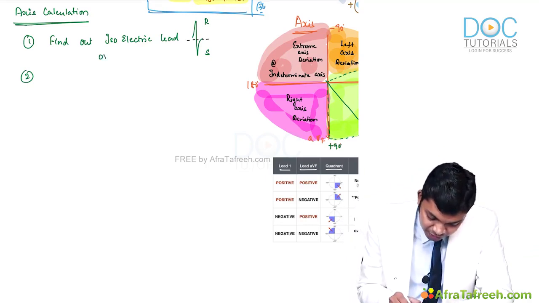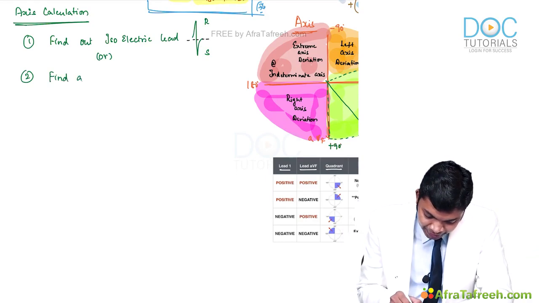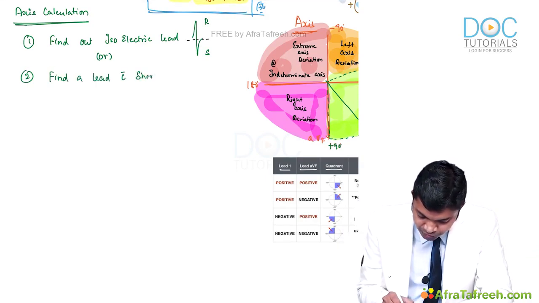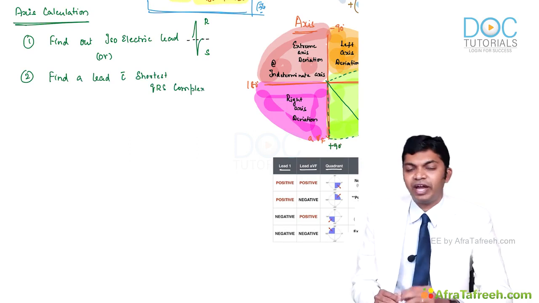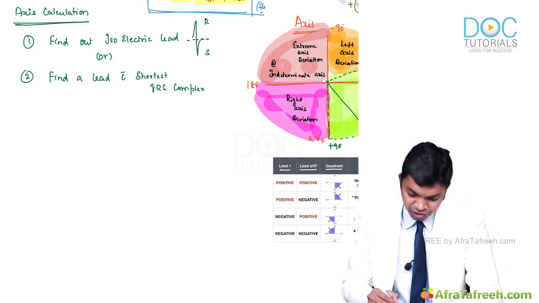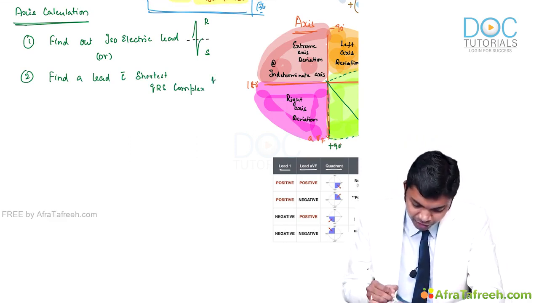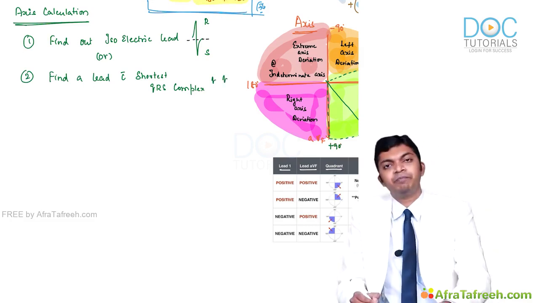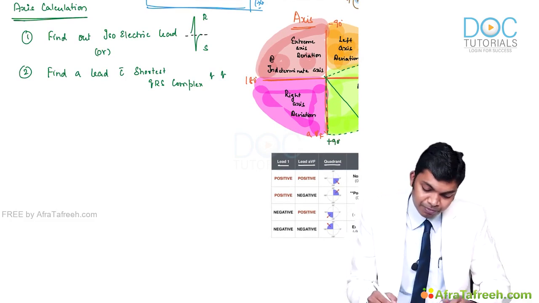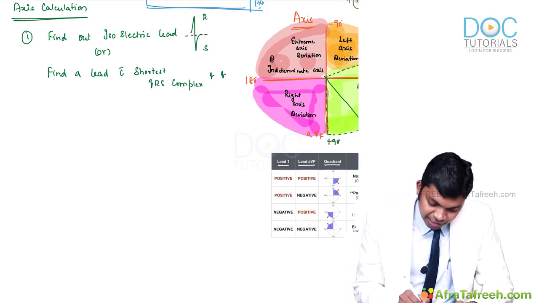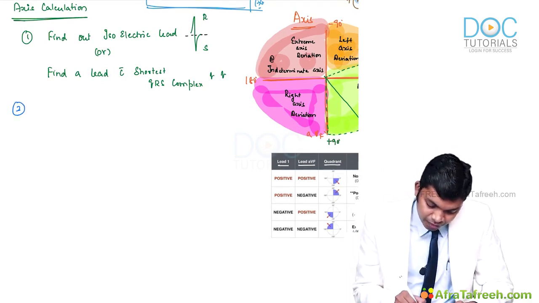if an isoelectric lead is not found, find a lead with the shortest QRS complex. Find an ECG lead with a very small, shortest QRS complex, as small as possible. Which lead shows a very small QRS complex? Okay, point number 1.